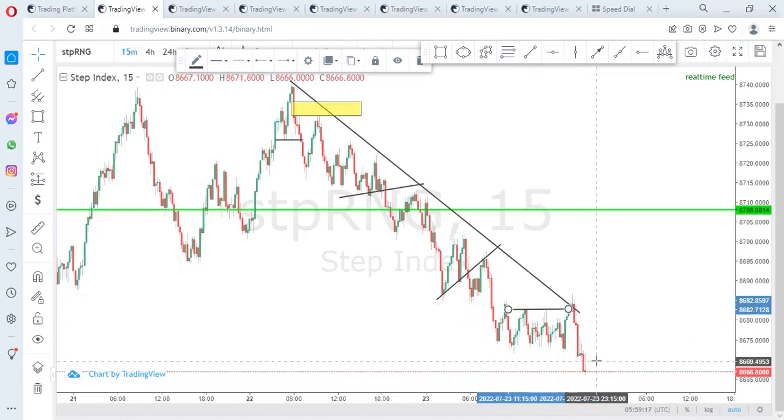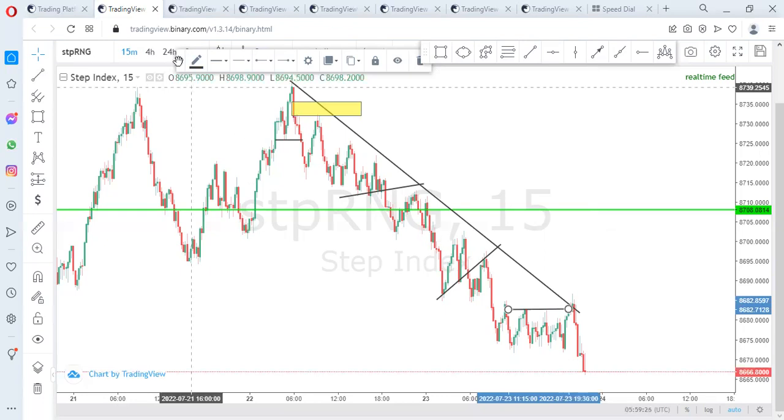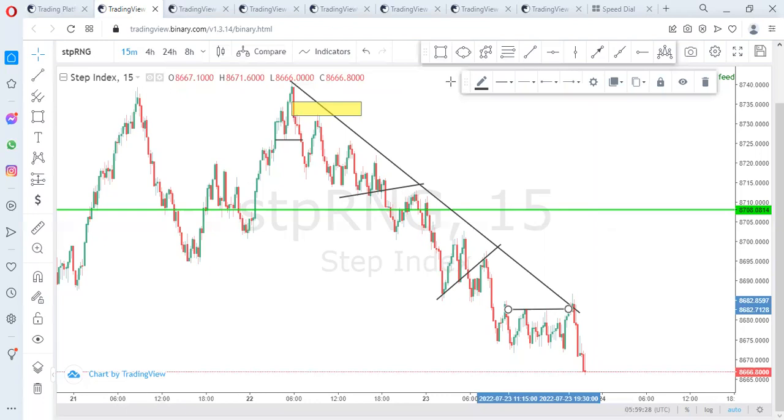And look at it, price is going all the way down. And so that's how we've been catching the sells on step index. And let me show you how far I'm anticipating step index to go.